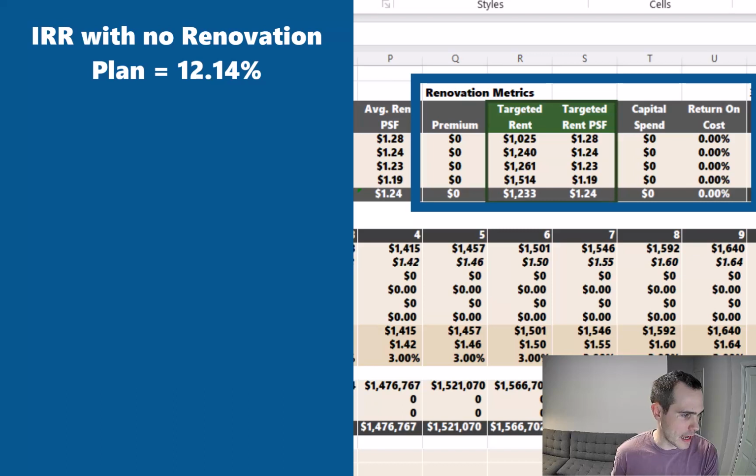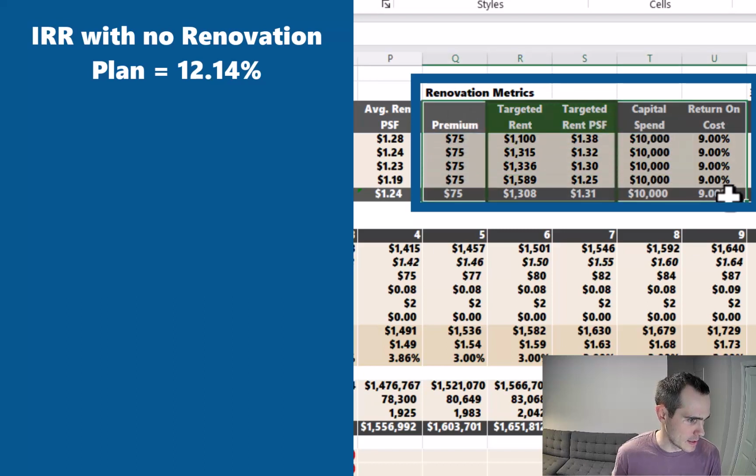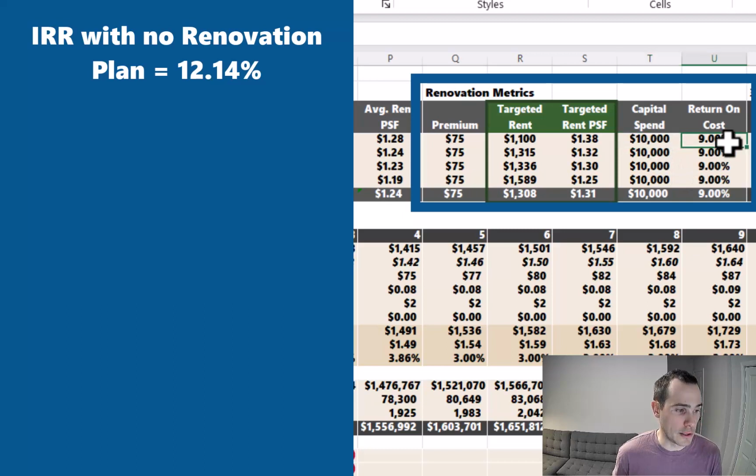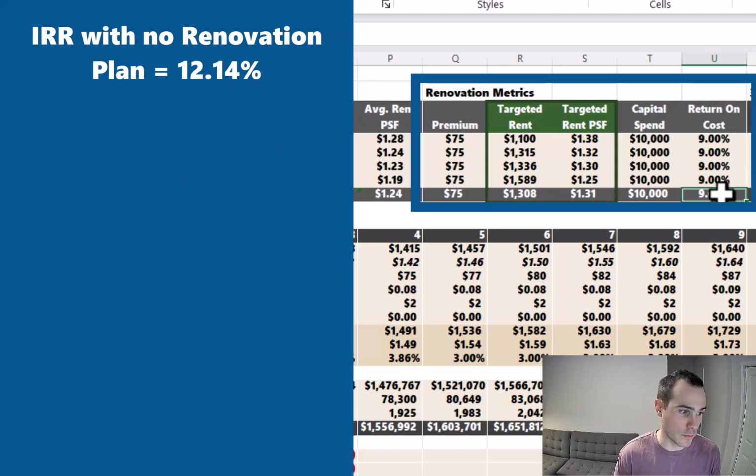Right now we don't have a renovation plan, but let's say that the premium is $75 and the capital spend for each unit is $10,000. So you can see that data updates. For each unit, there's a premium of $75. There's a capital spend of $10,000, which equates to a return on cost of 9%. The return on cost for all units blended is the same, right? Because we're just running the same numbers for all the different floor plans. It is less than the IRR.